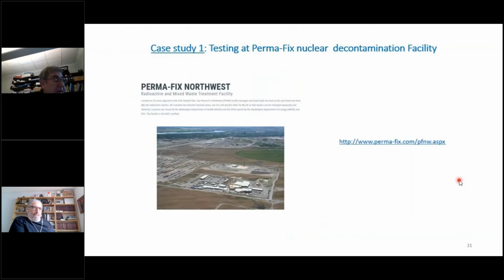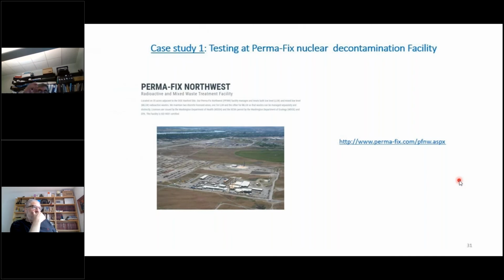So let's go into some of the case studies quickly. These are case studies where we have done the work. This is not just an application from a paper or a presentation. We have actually done these case studies.